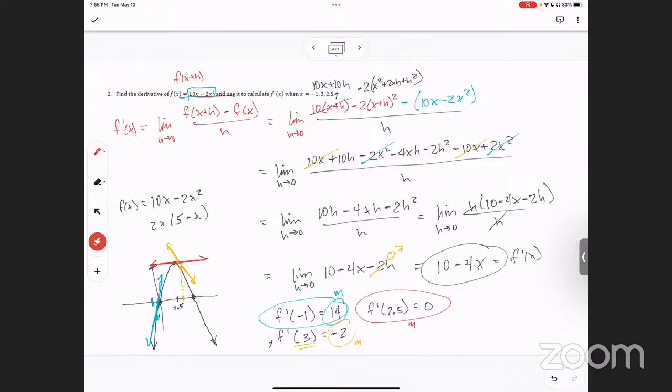And you could almost see it even just by looking at it. You take the 2 and multiply it by that 2, and then reduce the exponent by 1. That's the power rule for derivatives. So it's really easy to take the derivative of a polynomial function. It's super easy. It's one of the easiest things in all of calculus.